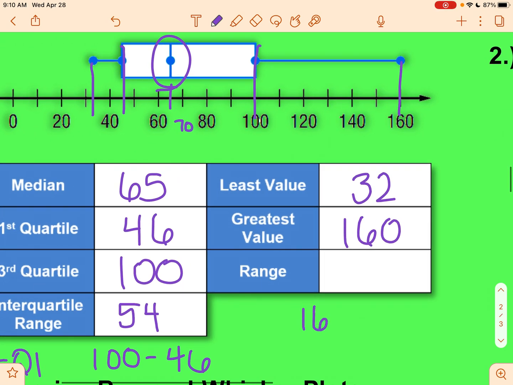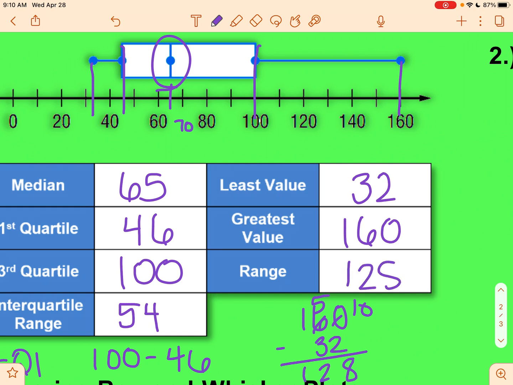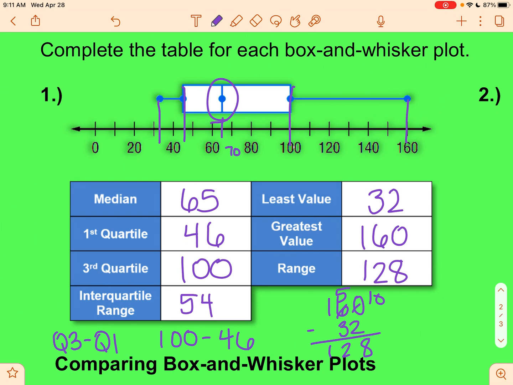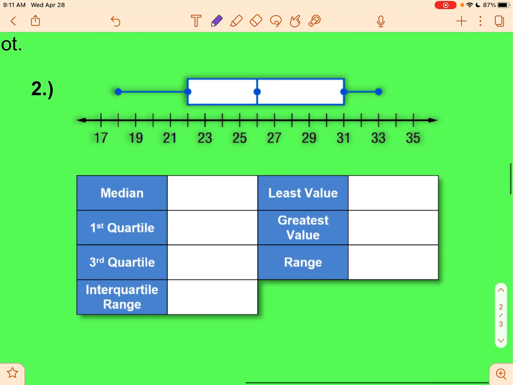So now we need to find the range. Take 160 minus 32. We get 128 for a range. I hope that made sense. Now we're going to move on to number 2. If you'd like to try this one on your own and then come back to check your work, I think that's a great idea.